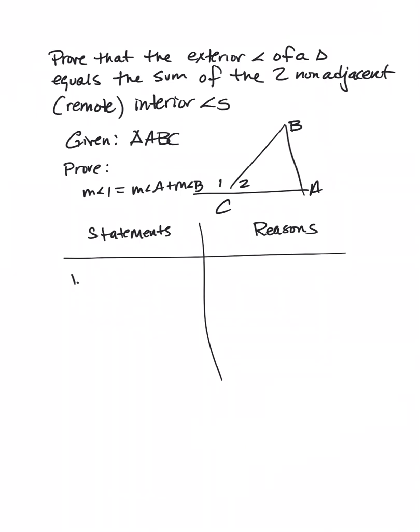Now we're given the triangle. So number 1, triangle ABC is given. Line 2, we know that the 3 angles of the triangle, we already proved this, the measure of angle A plus the measure of angle B plus the measure of angle 2, we know that that equals 180. That's the triangle sum theorem, which we just proved.